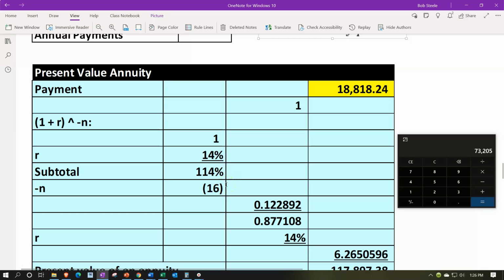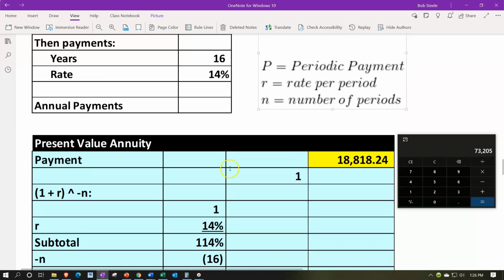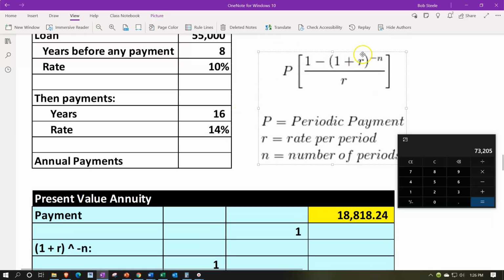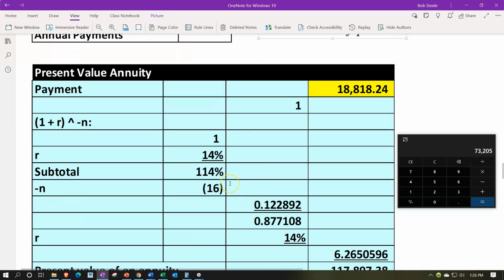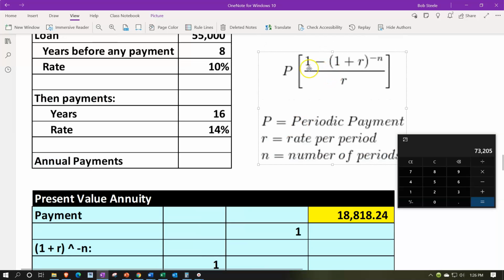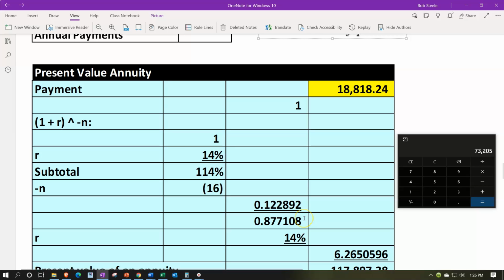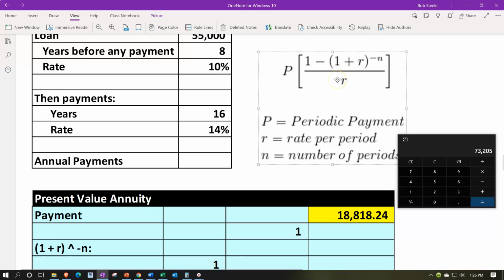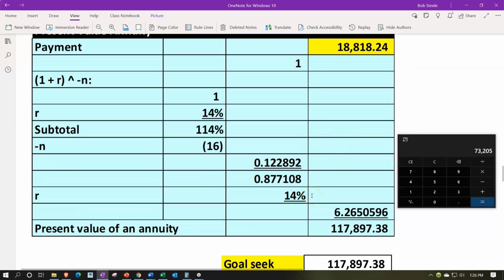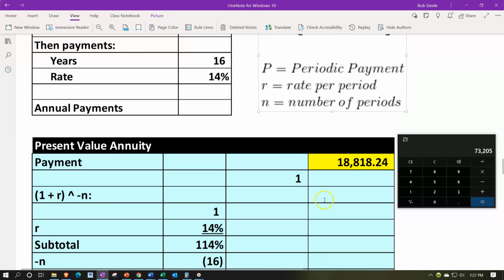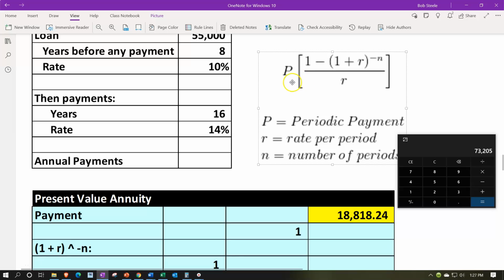Then we got to take that to the number of periods, negative number of periods, that being 16, that to the power of negative 16. So 114% to the power of negative 16 gives us about 0.122892. We take then the 1 here minus this number. That gives us the 0.877108. And then that's the whole numerator divided by the denominator, which would be the 14%, giving us then this 6.2650596. We take that then and multiply out the outer columns.